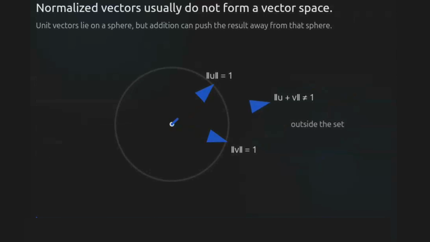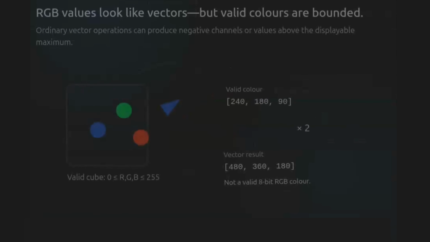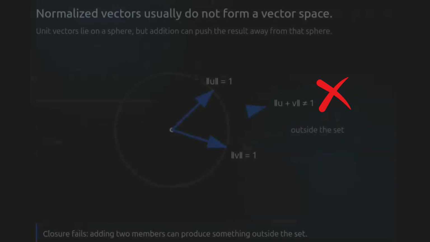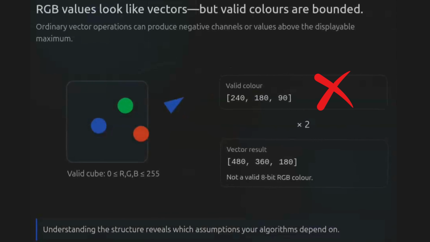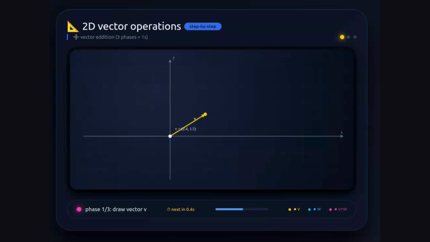One of the most important requirements is called closure. Closure means that when you apply an allowed operation, the result stays inside the same set. Take valid RGB colors. Add them. The result is outside the valid RGB range from 0 to 255. So valid RGB colors do not form a vector space under ordinary addition. Looking like an array of numbers is not sufficient.